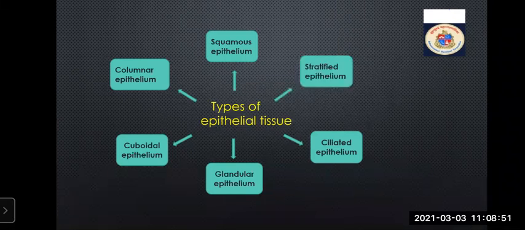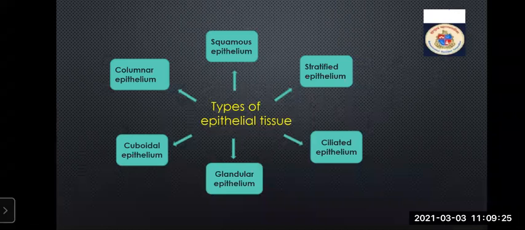Next is stratified epithelium. In this, you can see a mixture of all these types of cells. Okay, squamous epithelial, columnar epithelial. In between that, you may find glandular epithelium. In between that, you may find ciliated epithelium. So all the different types of tissues are combined together to form a layered tissue that is known as stratified epithelial tissue. The best example of this is our skin.